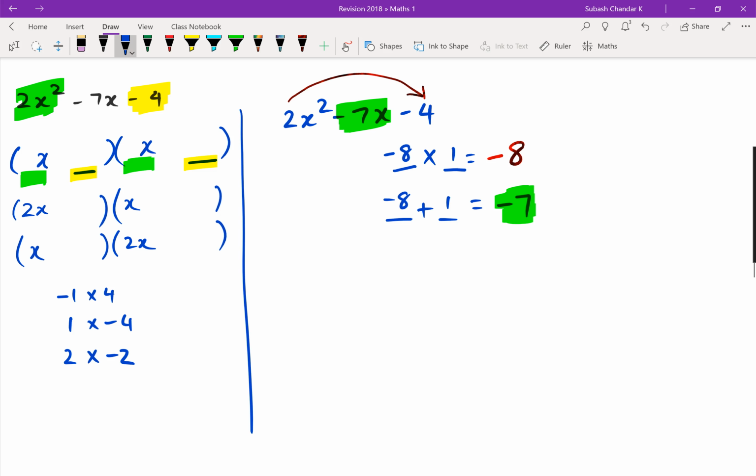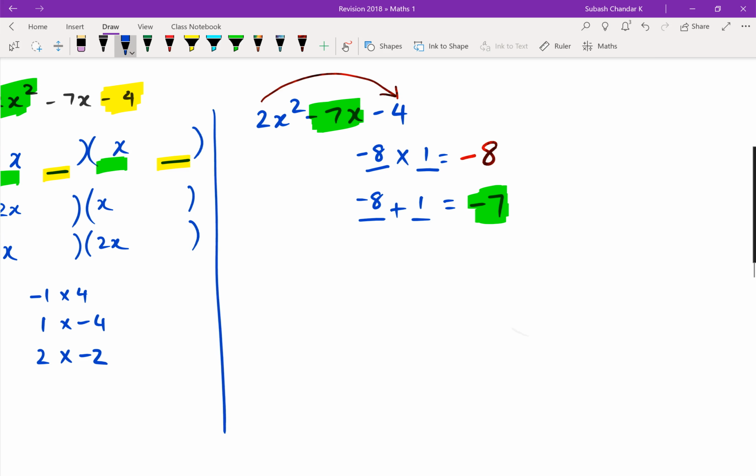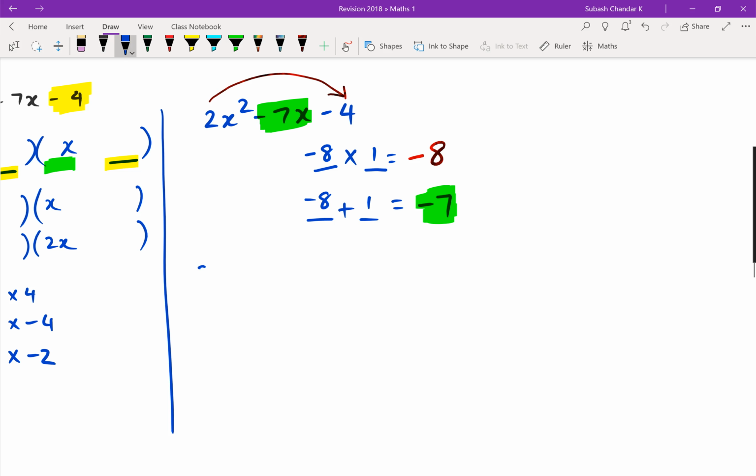Now guys, this is a different method, and I'm going to show you another method as well. So what we can do is we're going to separate the -7x into -8x plus 1x minus 4. So all I've done is I've literally split that -7x as -8x plus 1x. So now what I need to do is split this up into 2 parts, and I factorize the right-hand side and I factorize the left-hand side.